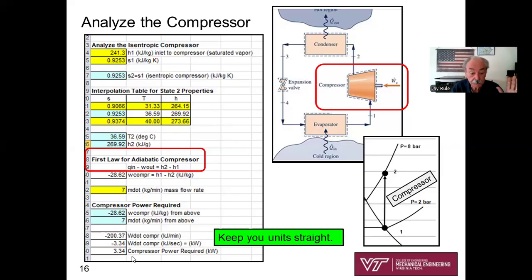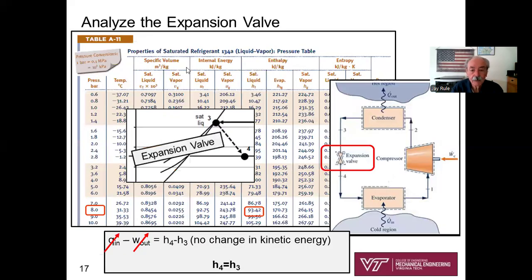And so in my solution, I'm going to take the negative of that and write out in words, the compressor power required is 3.34 kilowatts. And I would circle that as my answer with words. Okay, next thing we're going to do is analyze, so we're moving on, but we're making great progress. We're going to analyze the expansion valve. We skip over the condenser.